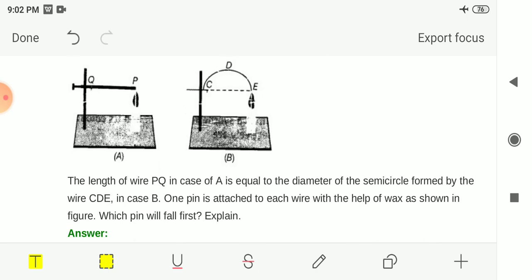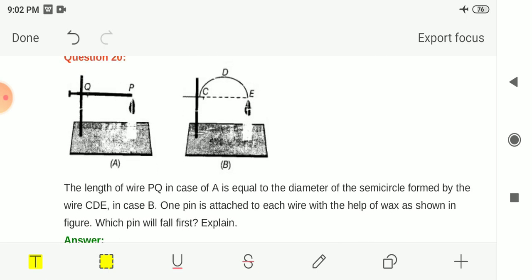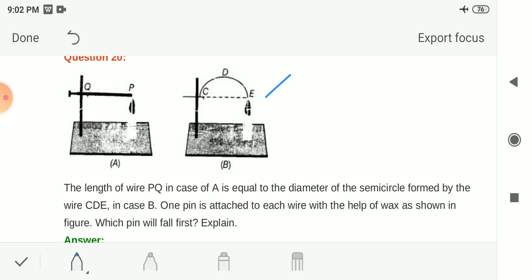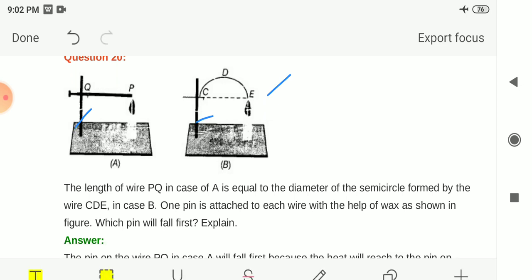Next 20 number, the length of wire PQ in case of A is equal to the diameter of the semicircle formed by the wire CDE in case of B. Now one pin is attached to each wire with the help of wax as shown to you. In this case here it is attached, and in this case here it is attached. Now which pin will fall first, that we have to explain.